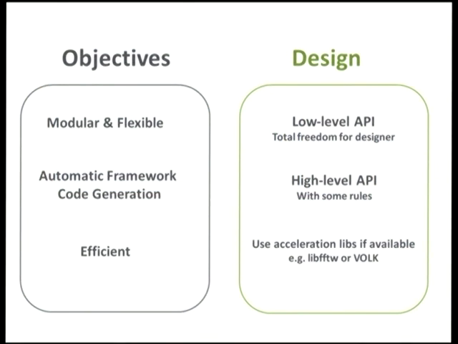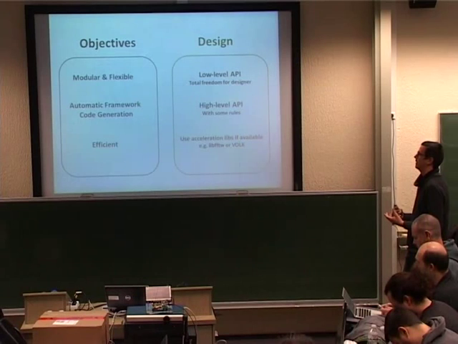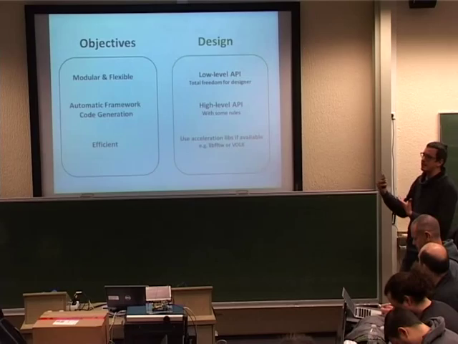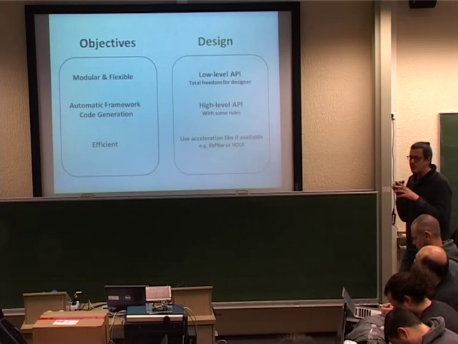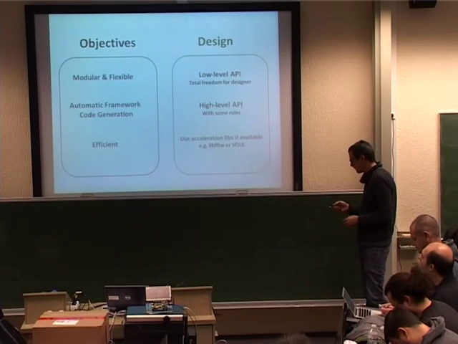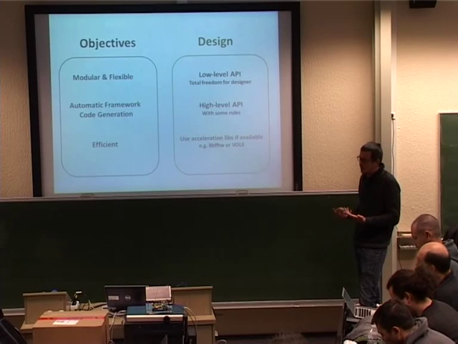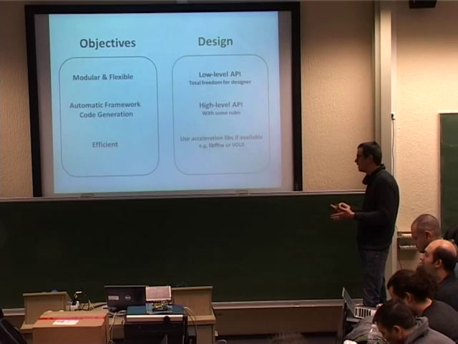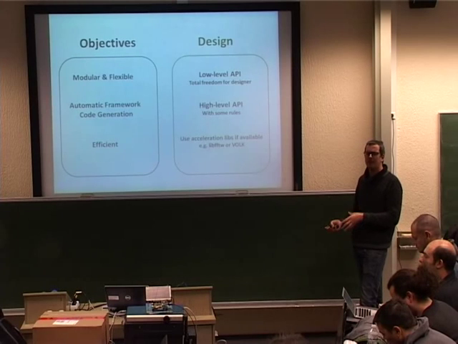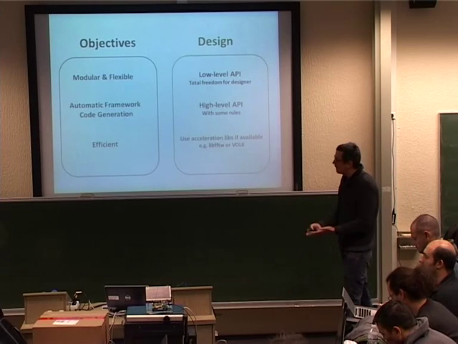At the low-level API, we don't impose any rule on the designer. The designer can implement the DSP block as he wants. And then we define a high-level API where we do specify some rules. Finally, the idea is not to reimplement all the well-known libraries like FFTW or VOLK, but if they are available in the system, use them.